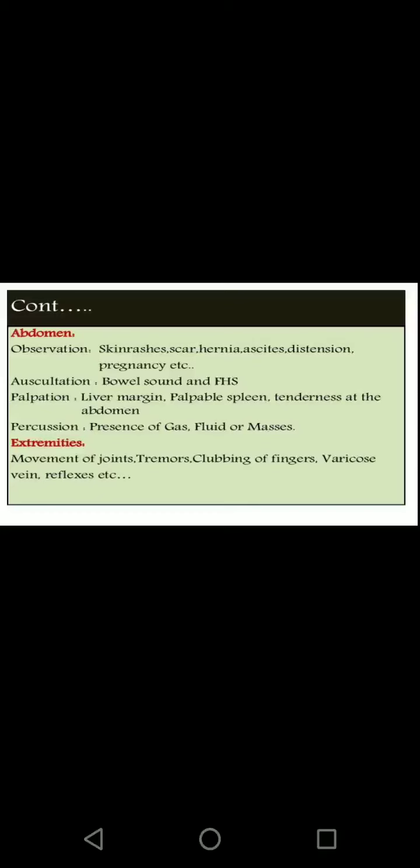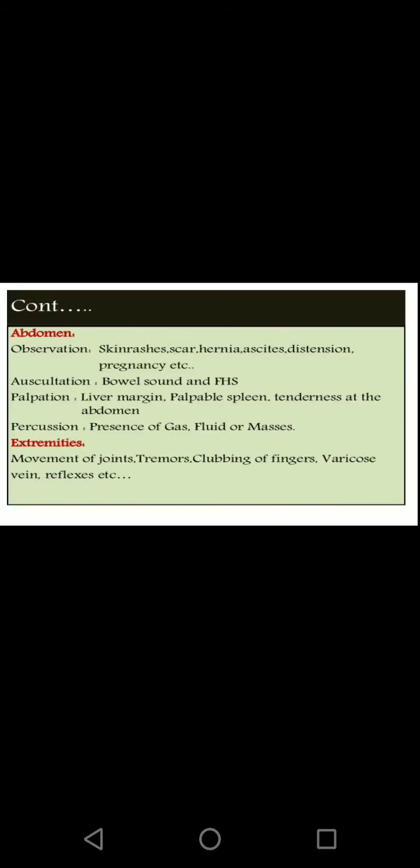We will auscultate bowel sounds, or if the patient is pregnant, then we will check for FHS also. Then palpation: margin, palpable spleen, tenderness at the abdomen, all these we are going to check. Then percussion: presence of any kind of gas, fluid or masses.